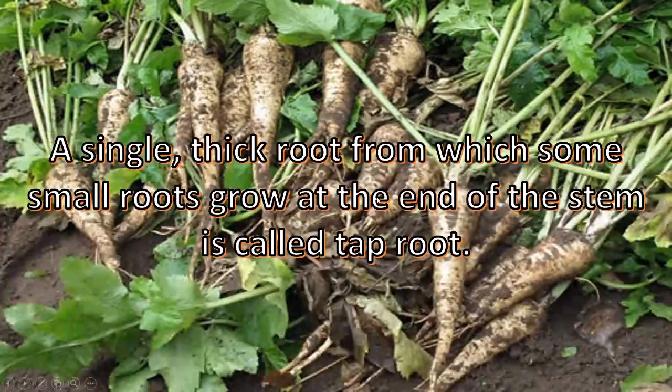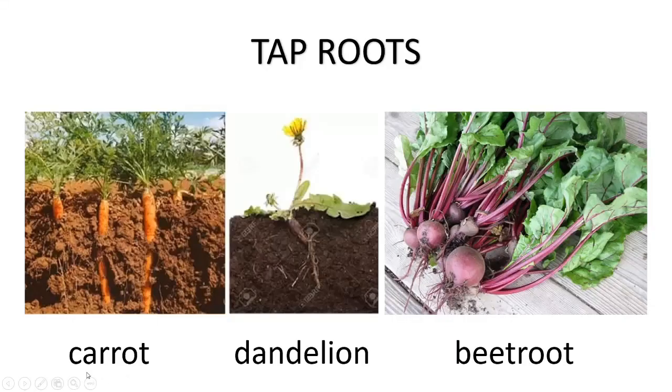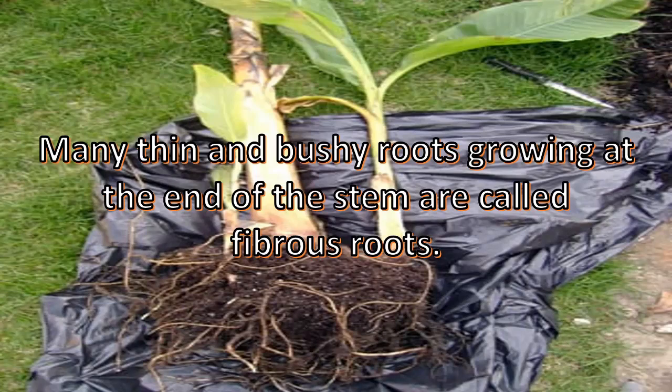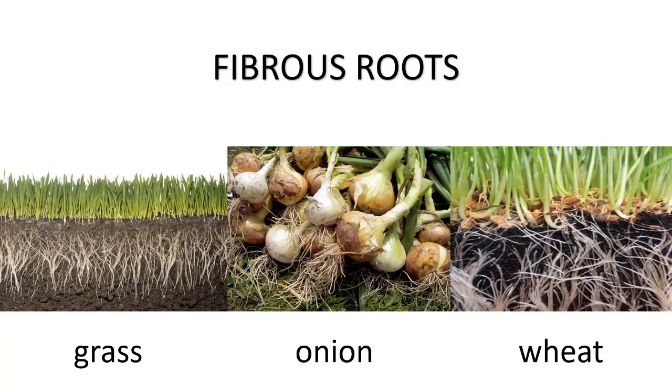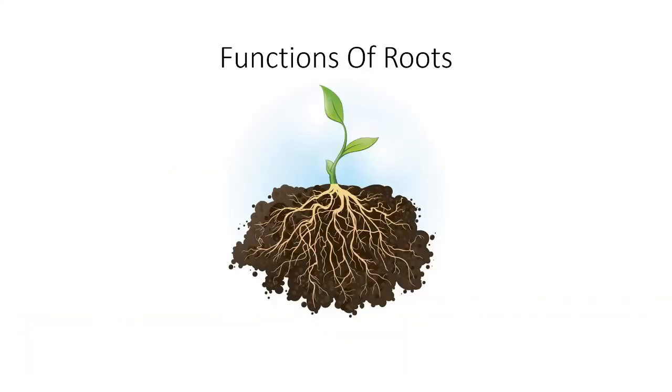A single thick root from which small roots grow at the end of the stem is called taproot. Carrot, dandelion, beetroot, beans, mango, radish, rose, hibiscus and turnips are the plants that have taproots. Many thin and bushy roots growing at the end of the stem are called fibrous roots. Grasses, onion, wheat, maize, bamboo, coconut trees and rice are the plants that have fibrous roots. Let's talk about the functions of roots now.